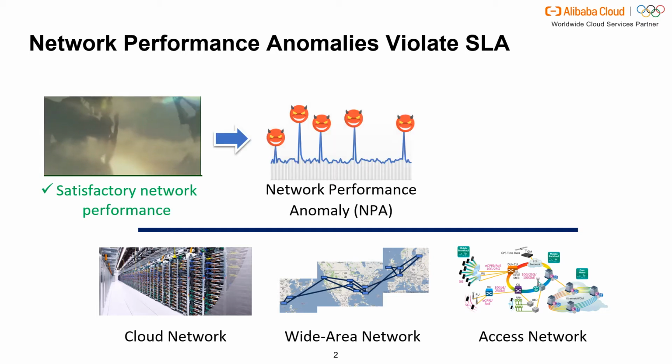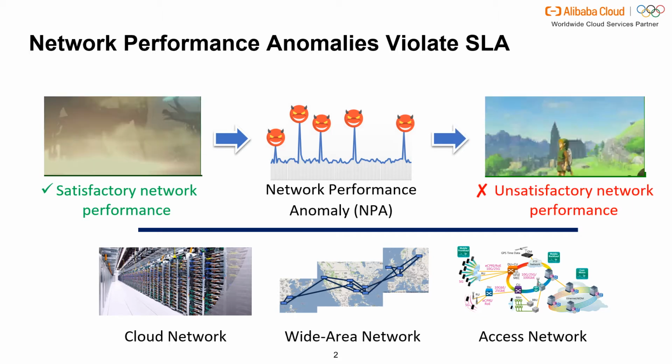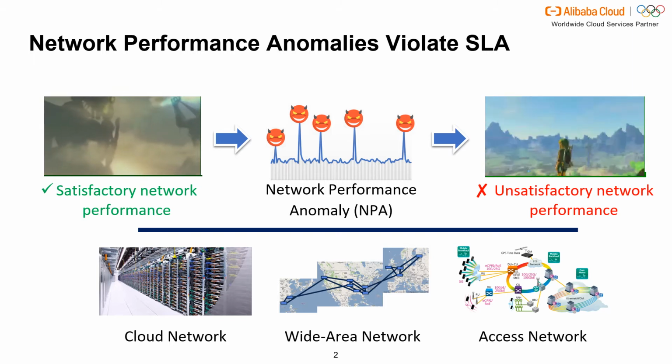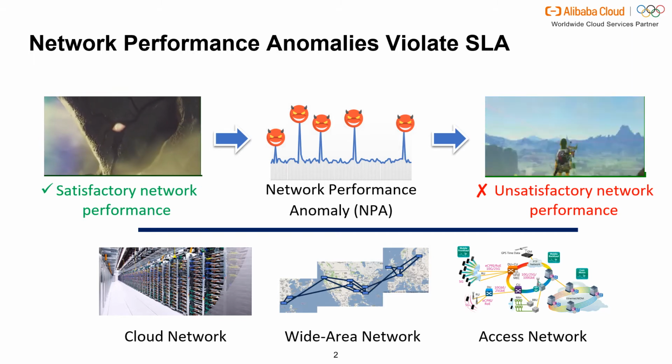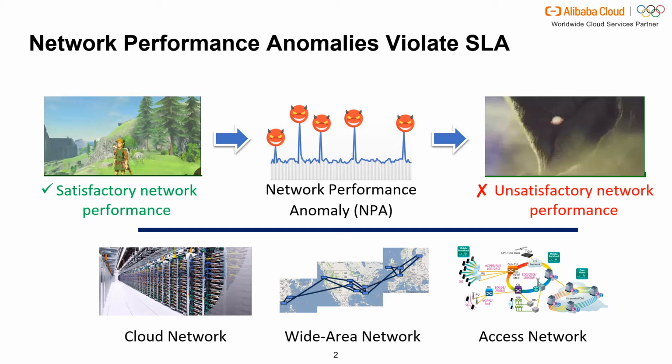But bugs and failures in configuration, software, and hardware are inevitable for networks. Thus, applications often suffer from unceasing network performance anomalies. Network performance anomalies can violate SLA. Even occasional latency spikes can bring unacceptable damage to user experience.